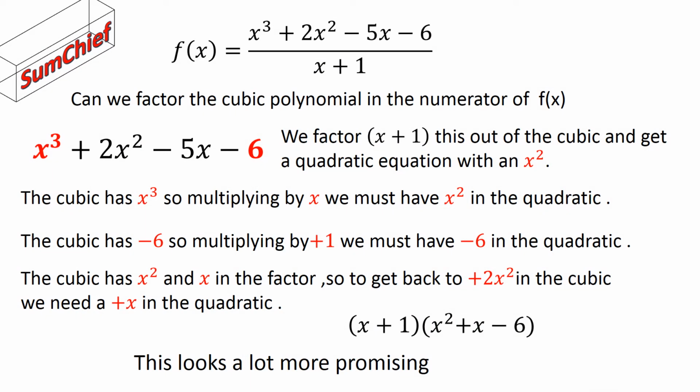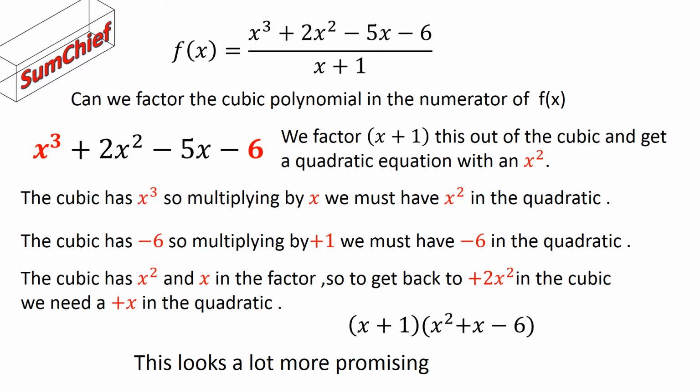Okay, so now we're going to try and factor out the x plus 1 out of our cubic polynomial in the numerator, x cubed plus 2x squared minus 5x minus 6. So what we do know is, if the cubic has got x cubed and we need to multiply by the x that we're factoring out, we're going to get left with x squared in the quadratic. So therefore that will take care of our first term.